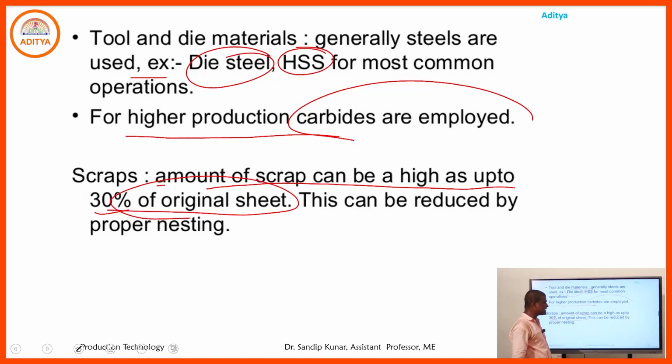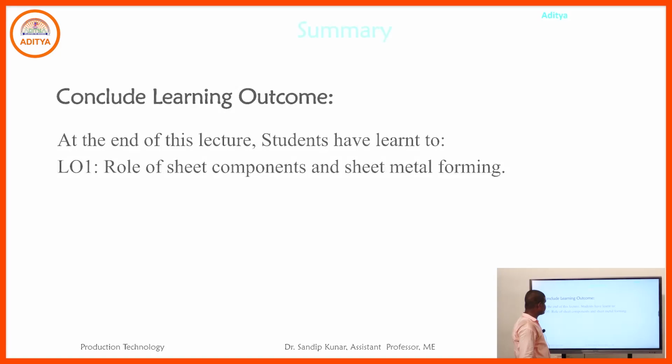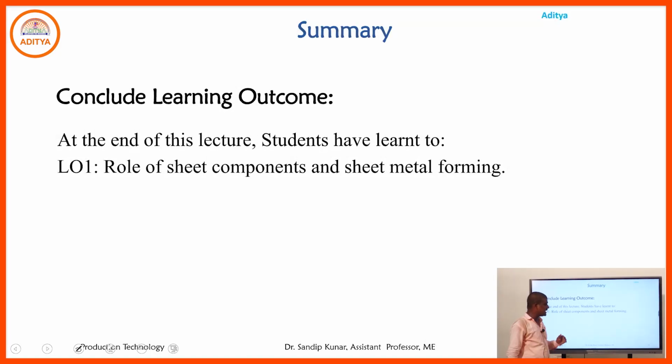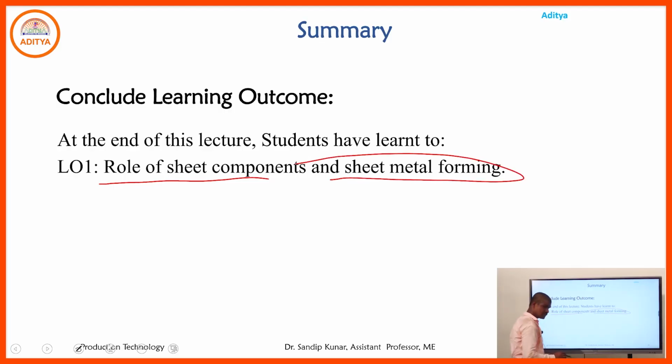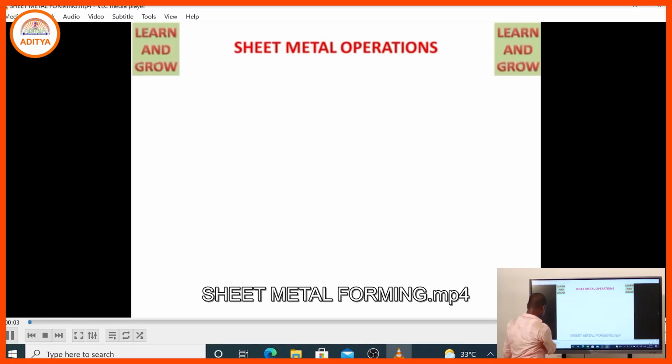So how can we reduce that? It can be reduced by proper nesting. By proper nesting, we reduce the scrap generation. At the end of this lecture, the student will be able to learn about the role of sheet components and sheet metal forming operations.